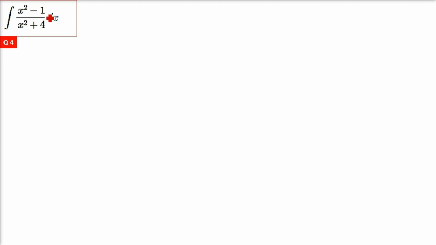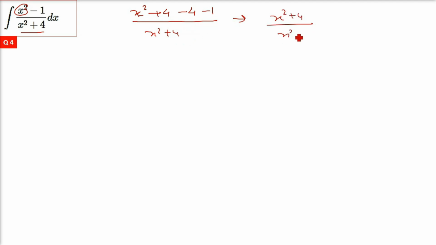x square minus 1 divided by x square plus 4. So we will try to have x square plus 4 in the numerator, so that we can just cancel it out with the denominator. Other terms we can have some formula. So just add a 4 and subtract a 4. Add 4, subtract 4, because we need that 4. And this negative 1 was already there. In the denominator you have x square plus 4. So the numerator will become x square plus 4 divided by x square plus 4, minus 4 minus 1 will be minus 5. So minus 5 divided by x square plus 4. So this will be 1 minus 5 divided by x square plus 4.